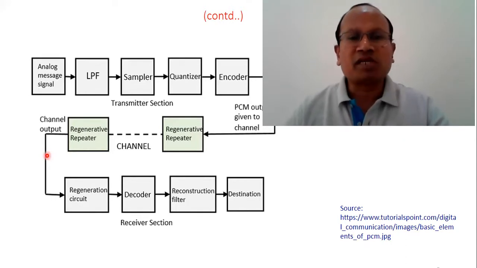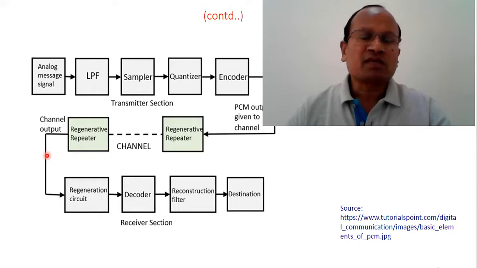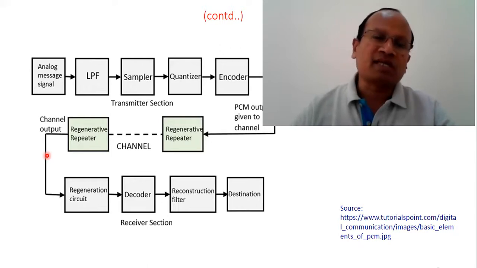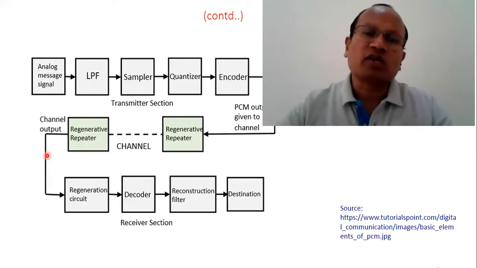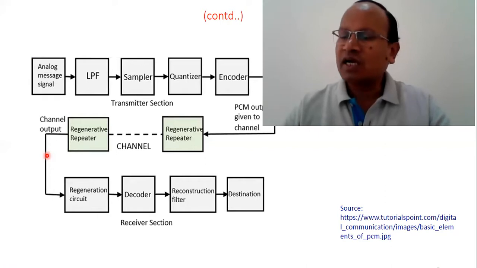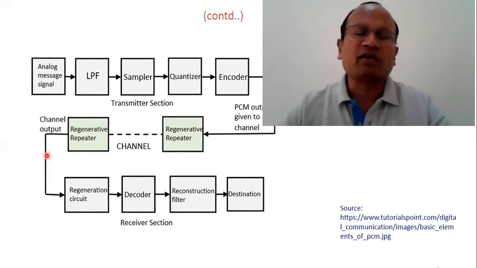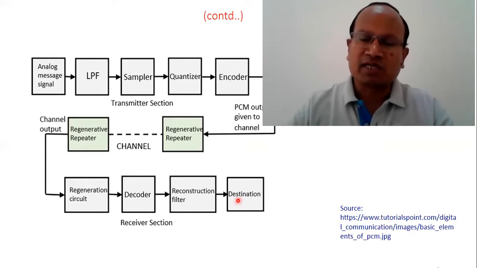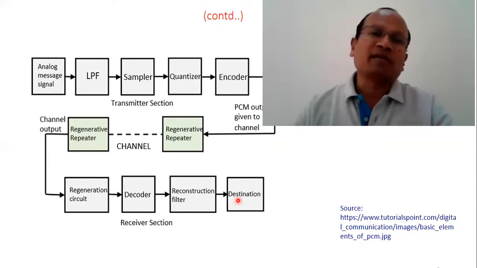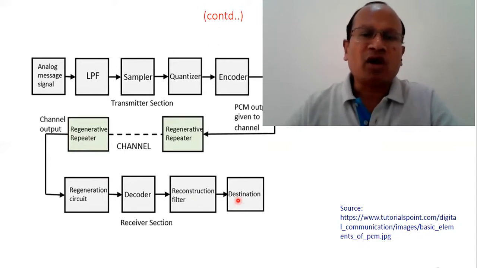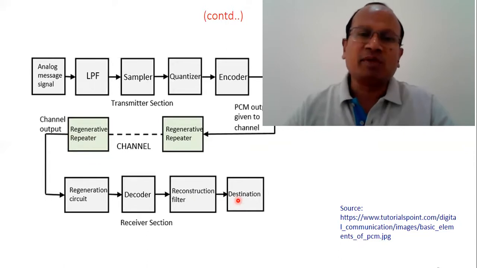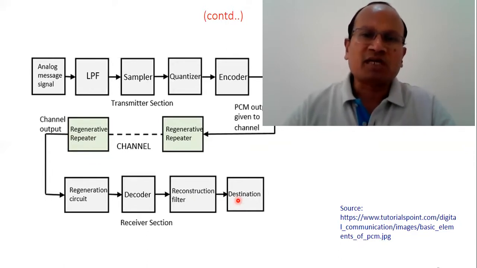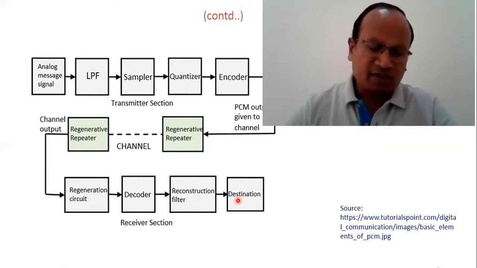So we use a number of regenerative circuits that will compensate, and finally the signal goes to the decoder while receiving. At the decoder end, after decoding, it goes to the reconstruction filter where we choose our desired frequency range, and then it is delivered to the destination. So this is a complete block diagram of PCM encoding as well as decoding, or we can say PCM transmitter as well as receiver.